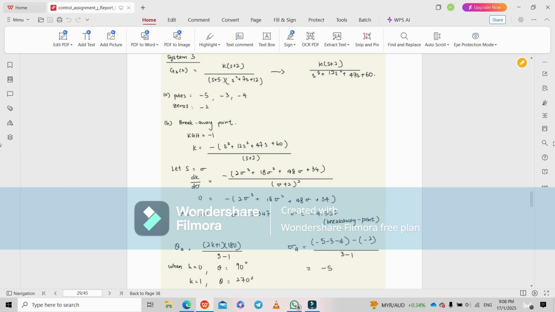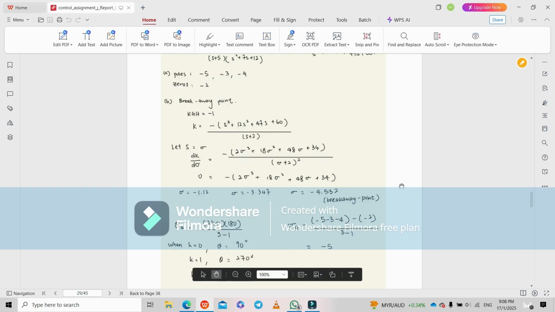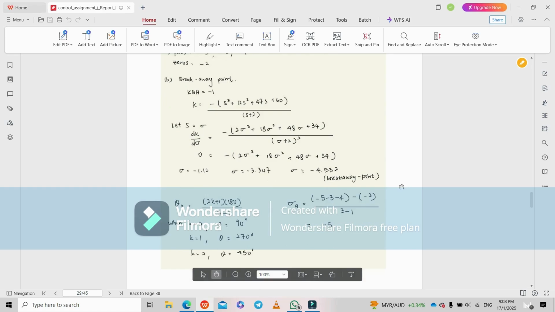So in part B, we find the breakaway point. After using the formula, we found that the breakaway point is negative 4.532. Then before we draw the root locus, we need to find the angle of asymptote. So we substitute k equals 0, 1, 2 into the equation. Then we find out the different angles. Then the angles of asymptote are 90 and 270. So the 450 is rejected because it is not in the range.